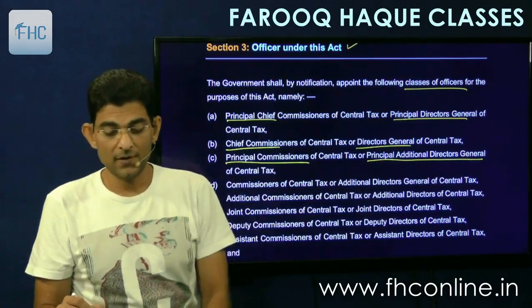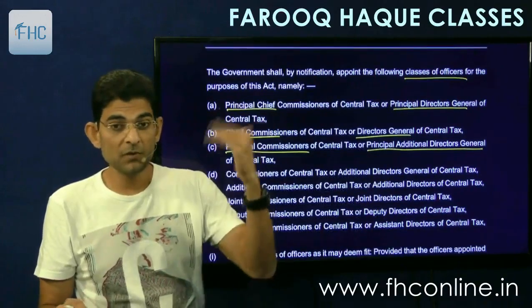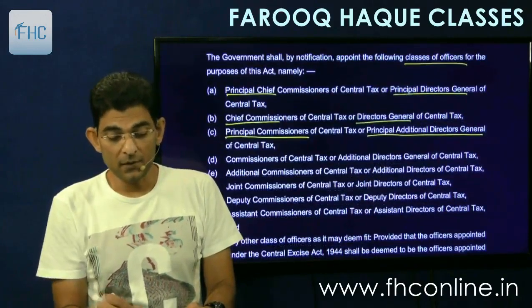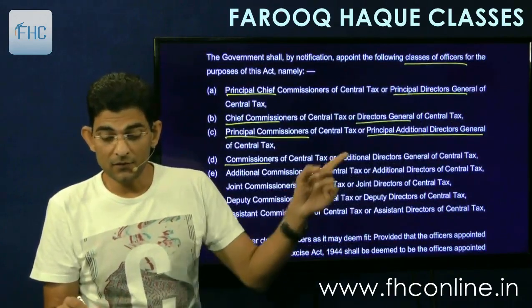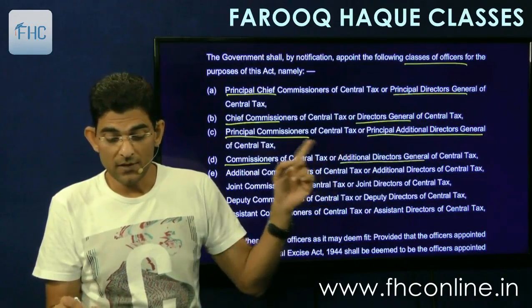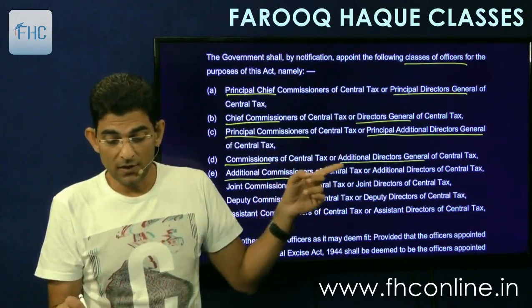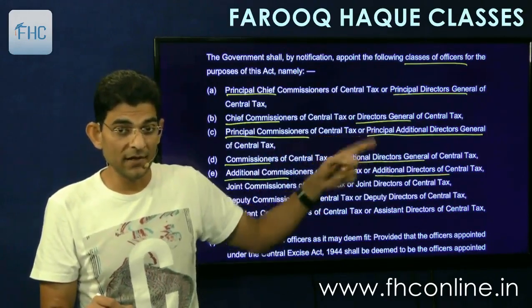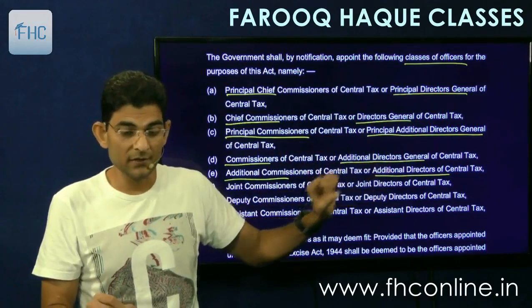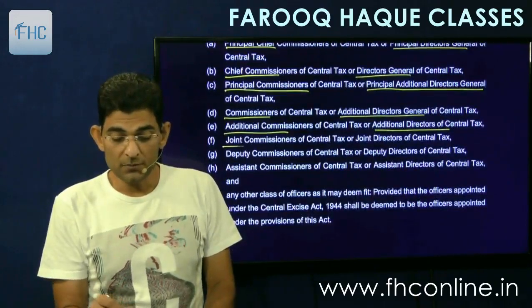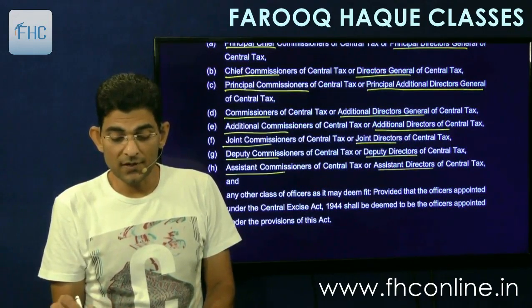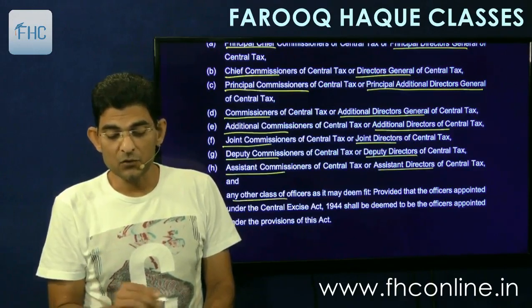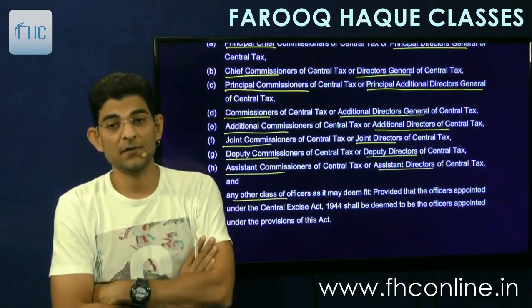Below the Chief Commissioner is the Principal Commissioner, and then Commissioners, and here it will be Additional Director General, ADG, and below him is AD, Additional Director. Then Joint Commissioners, Joint Director, Deputy Commissioners, Deputy Director, Assistant Commissioner, Assistant Director, and any other class of officers as it may deem fit.